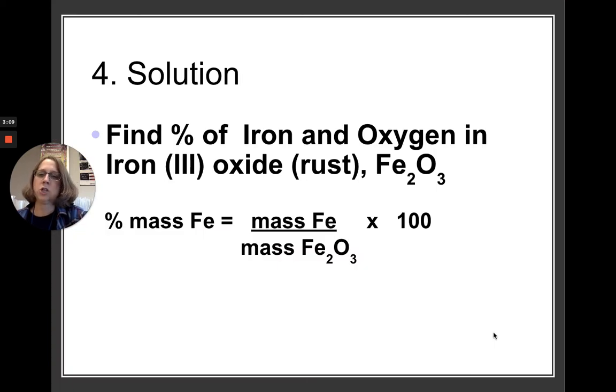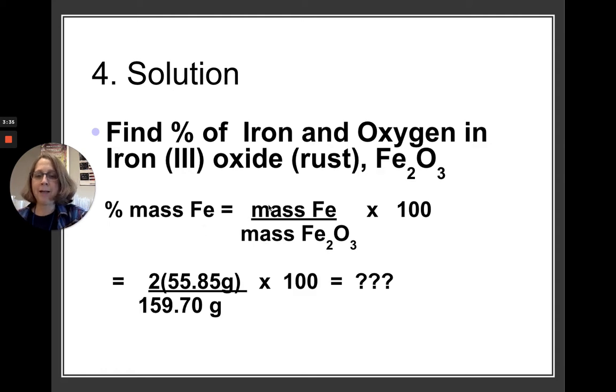All right. So to find the percent of iron in iron 3 oxide, we're going to do the following. The percent mass of the iron would be the mass of the iron in the compound over the molar mass of Fe2O3. So we're just going to take the part that is iron from that initial calculation and divide it by the whole, and then multiply by 100.